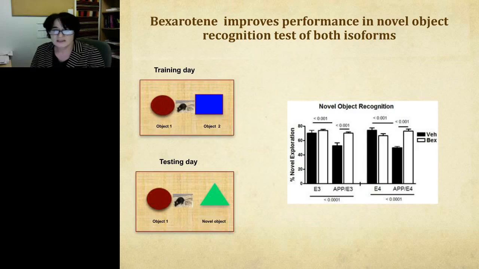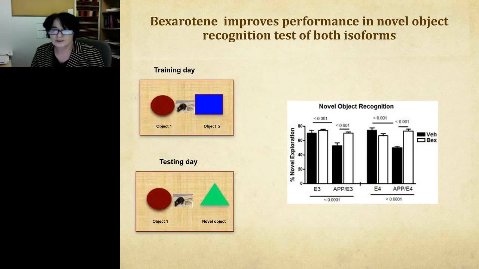So as you can see, control APOE3 mice are significantly different from their non-transgenic littermates. When they were treated with bexarotene, the performance significantly improved, and it cannot be distinguished from their non-transgenic littermates. Similar data were received with E4 expressing mice.